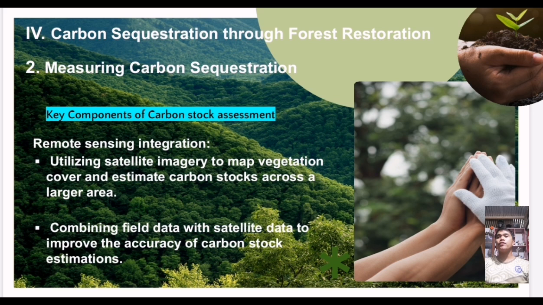Remote sensing integration generally refers to the process of combining remote sensing data such as satellite imagery, aerial photography, or drone-collected data with other types of data or systems to achieve a specific goal. This integration can be applied in many domains, including agriculture, urban planning, environmental monitoring, and disaster management.